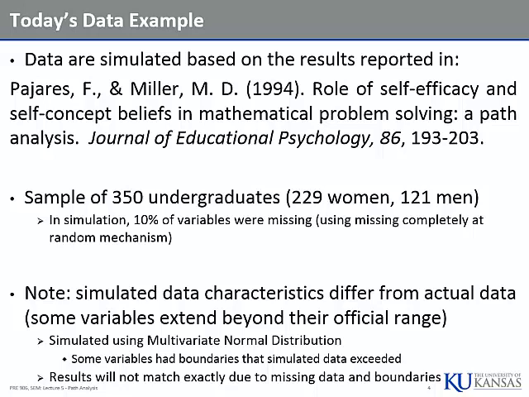So anyway, from this, there were 350 undergraduates in their sample, 229 women, 121 men. 10% of the variables were missing completely at random. Remember missing completely at random? That means for every number in this data set, 350 times the number of variables I had, I drew a random number between 0 and 1. If that number was less than 0.10, I deleted the data. If not, I kept it. So it's completely random. There's nothing about the analysis that would be otherwise.